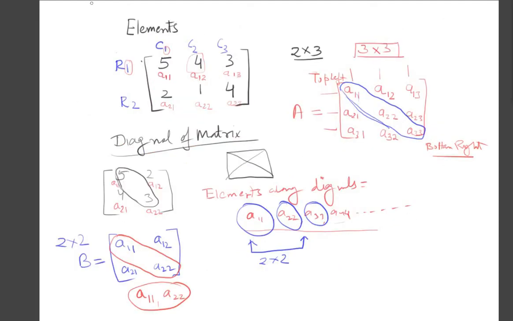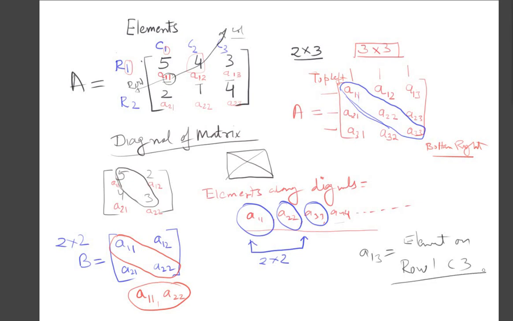Next one, we talk about elements. If I've got a matrix A, which is 5, 4, 3, 2, 1, 4, that's how your elements are represented. The number underneath the element is nothing but the first number tells you the row and the second number tells you the column. So if I write A13, that means the element on row 1, column 3. Make sense?